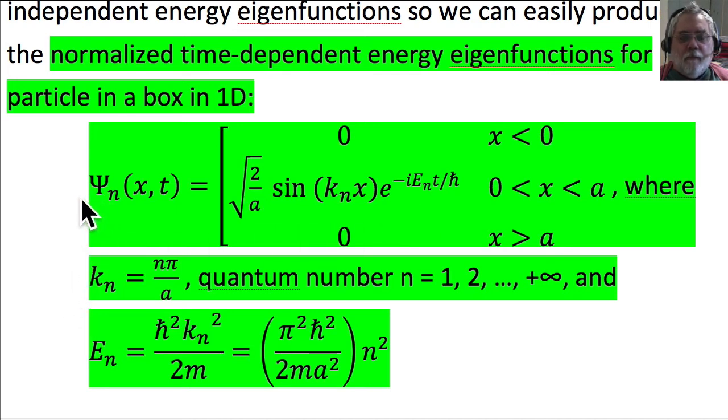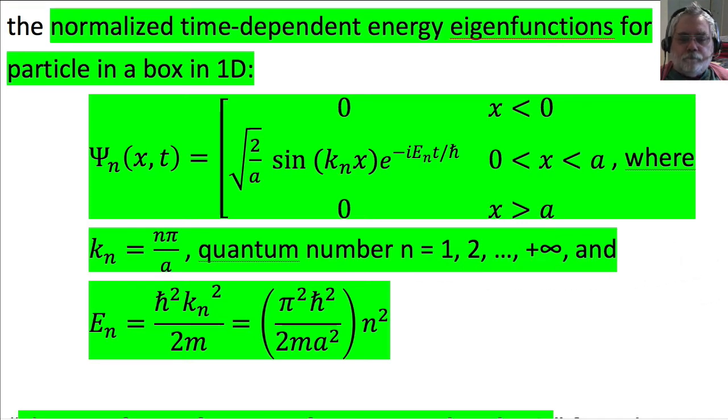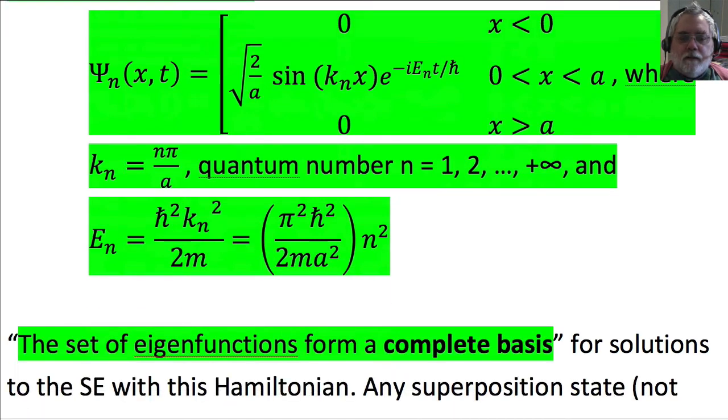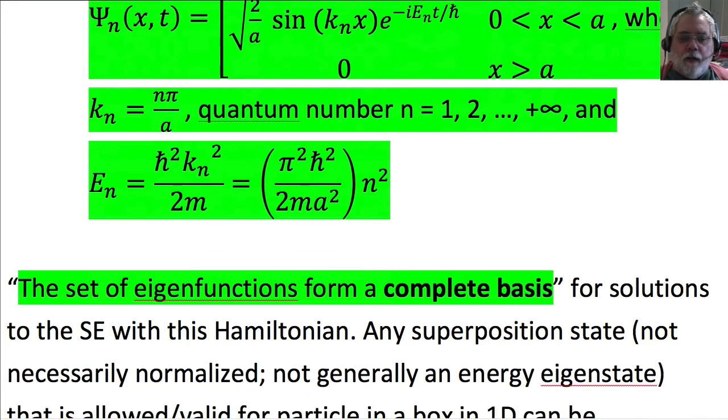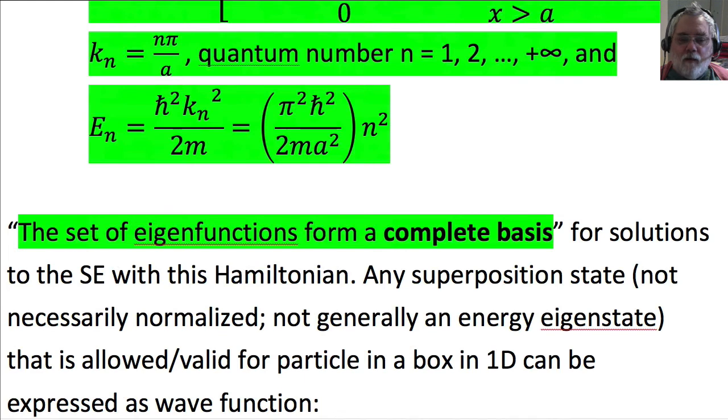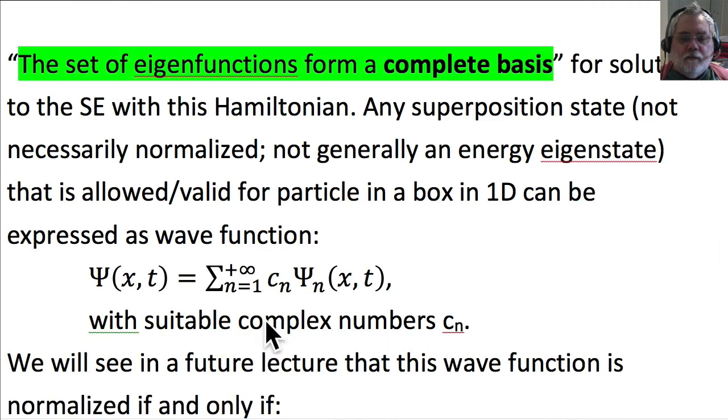So now we have the time-dependent energy eigenfunction, and we have k sub n, and we have energy E sub n for all quantum numbers 1, 2, 3, up to plus infinity. The set of eigenfunctions form a complete basis for solutions to the Schrodinger equation with this Hamiltonian. Any superposition state, so not necessarily normalized, not generally an energy eigenstate, that is allowed or valid for a particle in a box in one dimension can be expressed as follows.